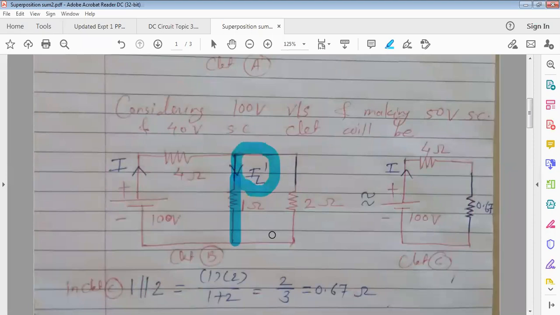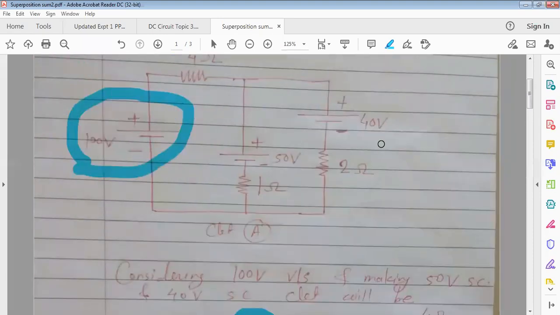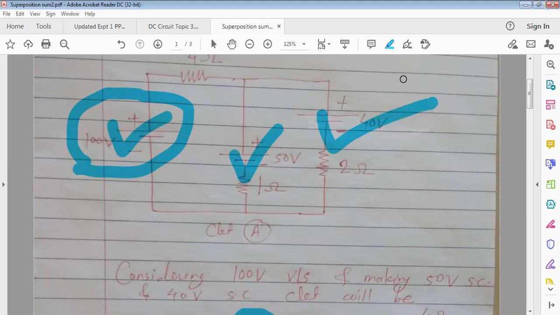See here I have represented it IL dash. As it is a load resistance, the current flowing through the load resistance is the load current. That's why I have used the suffix L, IL, load current. And as we have to calculate with 3 sources, with 100 volt, with 50 volt, with 40 volt, obviously you have to use different notations. You can't use IL for all, isn't it? So IL dash for the first one, IL double dash for the second one, and IL triple dash for the third one. Like this only you please do while solving the numericals using superposition.